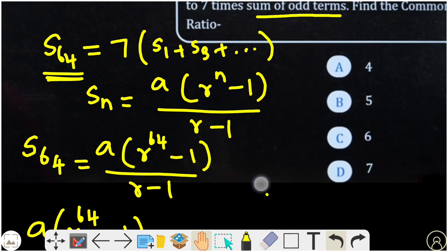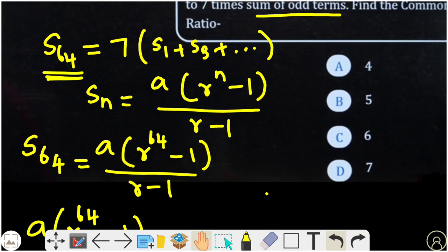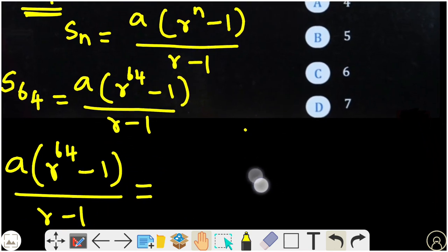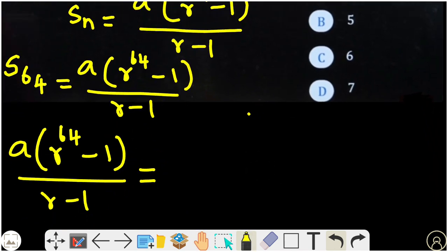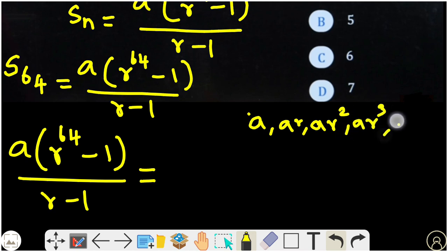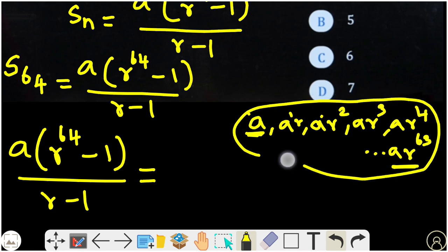Which is equal to the right hand side. What is our right hand side? Right hand side is 7 times the sum of its odd terms only. So now we have to calculate the odd terms. First of all, what are all the 64 terms? a, ar, ar square, ar cube and ar power 4 etc. to ar power 63. Why did I write 63? Because this is the 64th term, the first term being a. So this is our entire 64 terms.